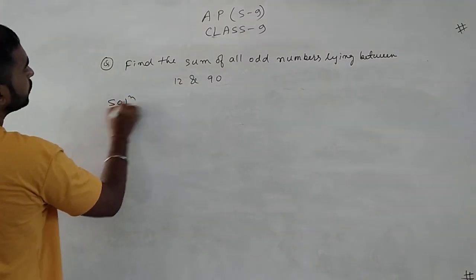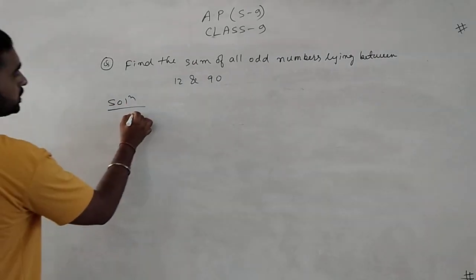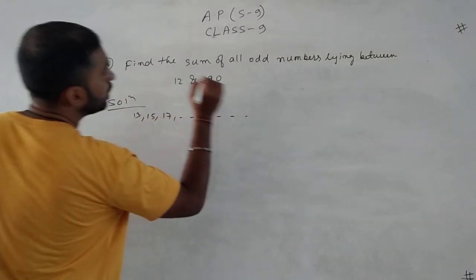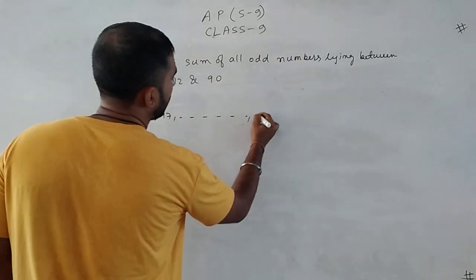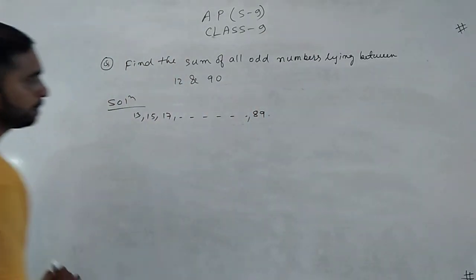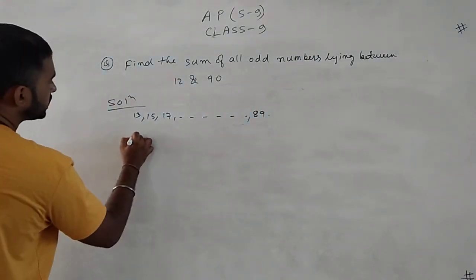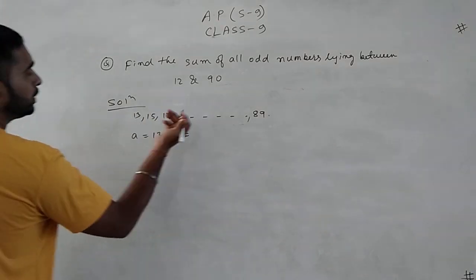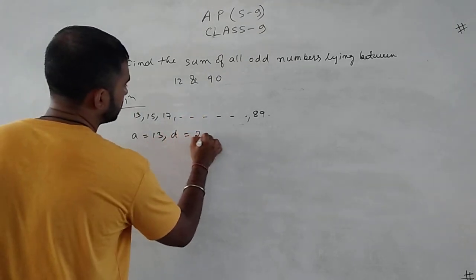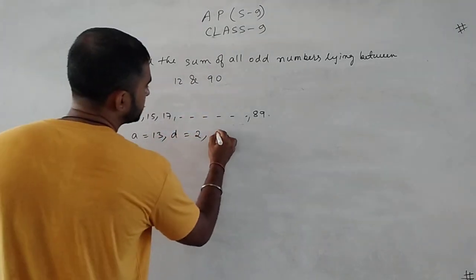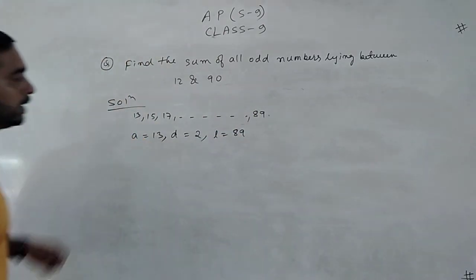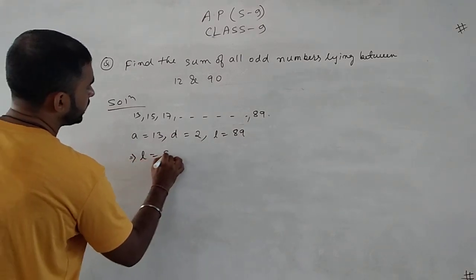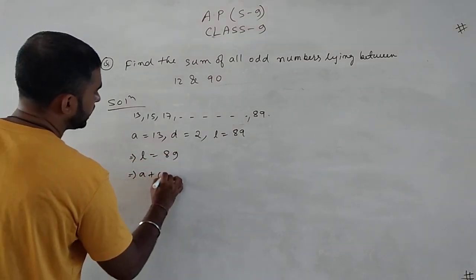So here, which is the first odd number after 12? That is 13. Next will be 15, next 17. In this way, what is the odd number before 90? That is 89. So here, what is the first term? First term equals 13. d equals second term minus first term; for consecutive odd numbers the difference is 2, and the last term is given 89. So now last term formula, L equals 89. L formula is a plus n minus 1 d.